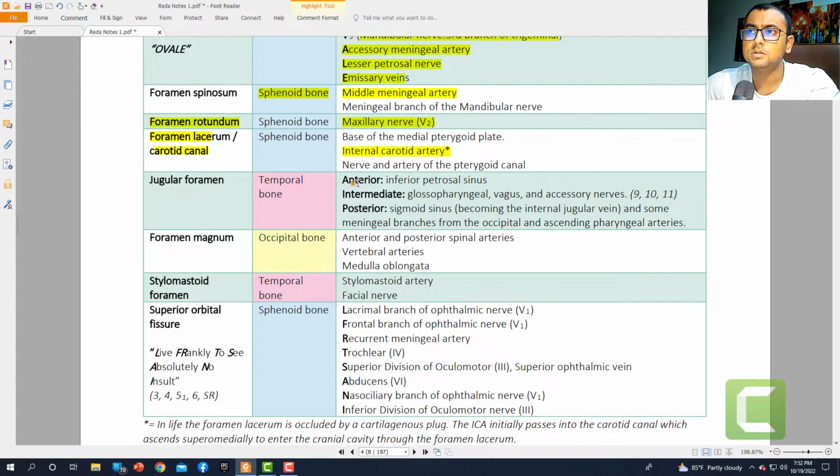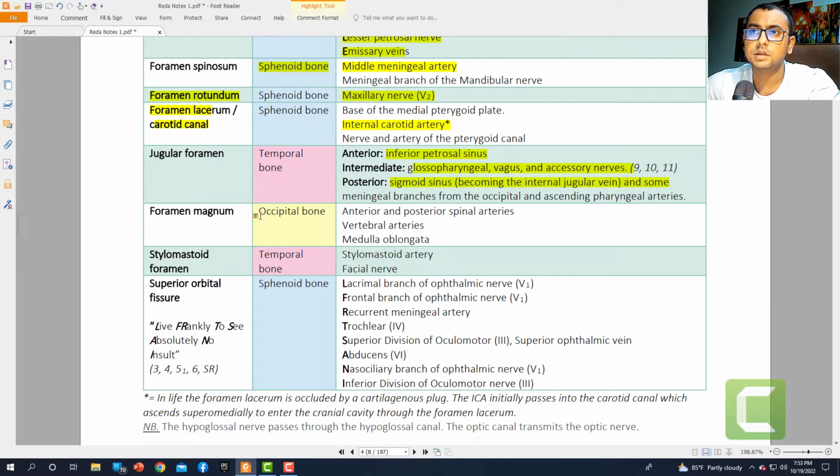Jugular foramen: there are three structures. Anteriorly the inferior petrosal sinus; intermediate, the glossopharyngeal, vagus and accessory nerves, 9, 10, 11; and posteriorly the sigmoid sinus becoming the internal jugular vein, and some meningeal branches. So you must know these things. And then the foramen magnum, that is in the occipital bone, with the anterior and posterior spinal arteries.